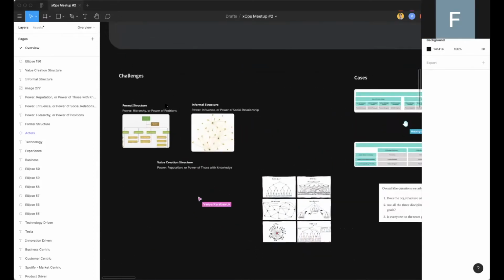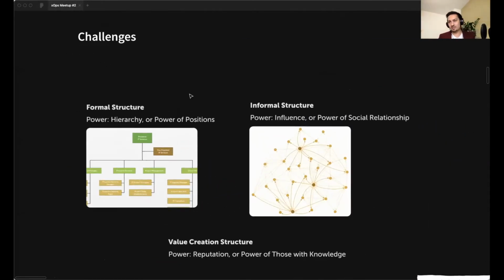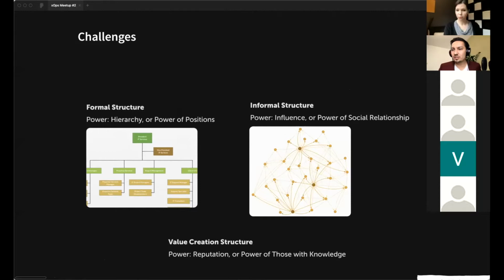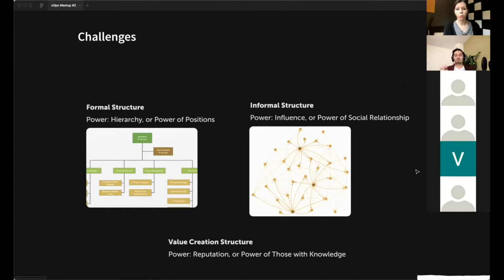So let's start. So the first thing that I wanted to discuss, and let me change the view of our Zoom, is why do we need to think about the organizational structure? Patricia, what do you think? What are your thoughts about that?